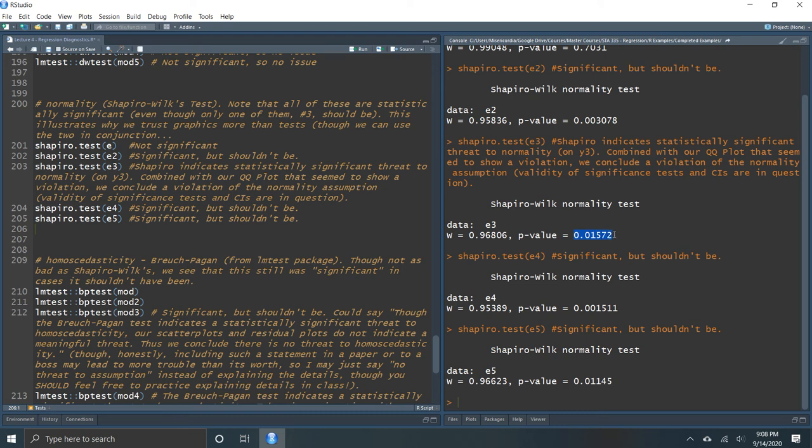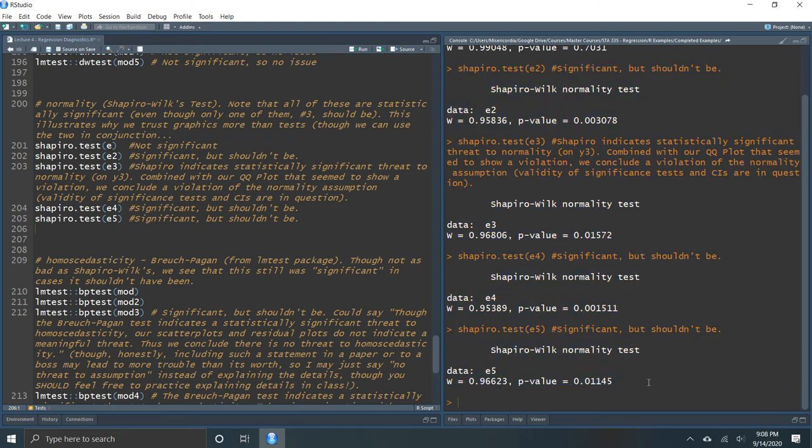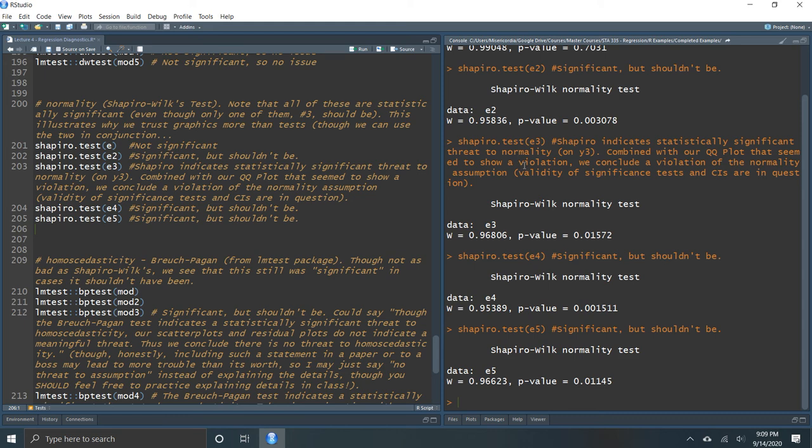And so we conclude that the assumption is violated. Again, though, the fact that this is statistically significant doesn't really mean anything, because for almost all of our data sets it was statistically significant, which indicates that this test isn't really to be relied upon. Now, the Shapiro-Wilk is a good test.